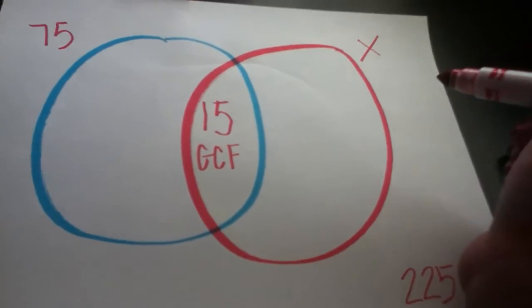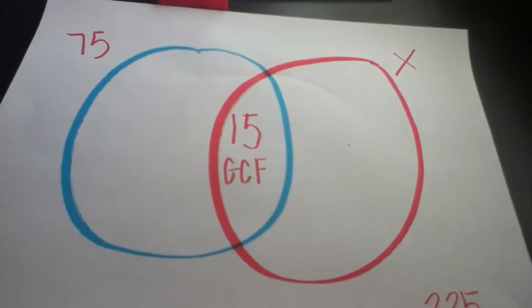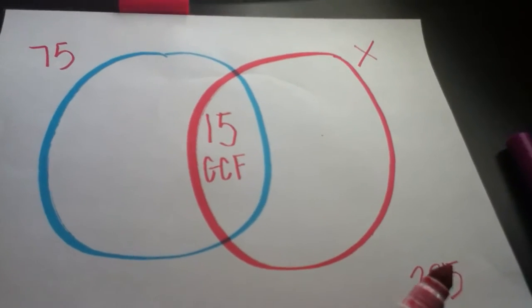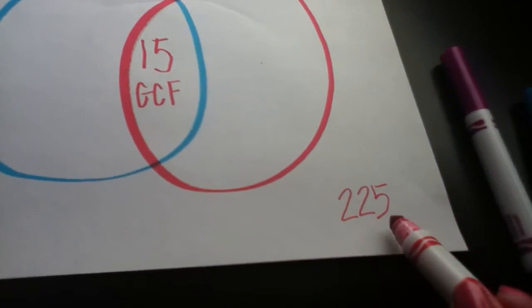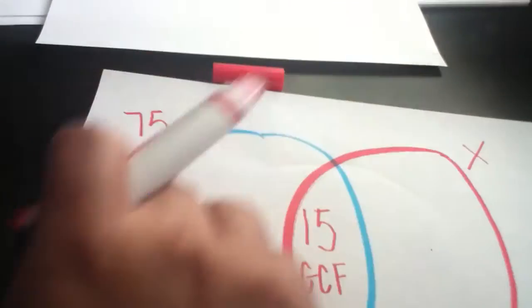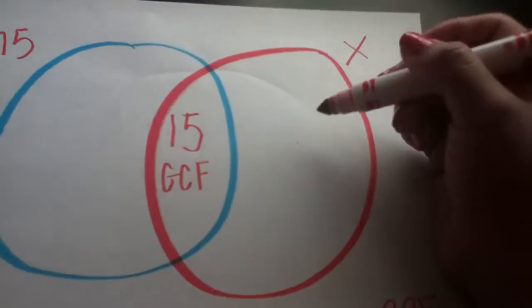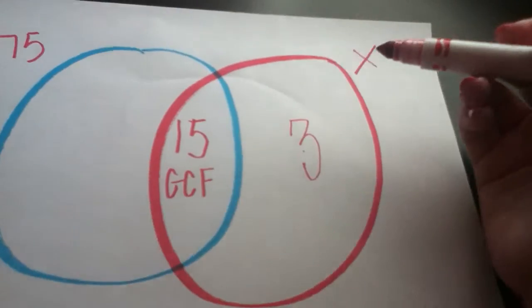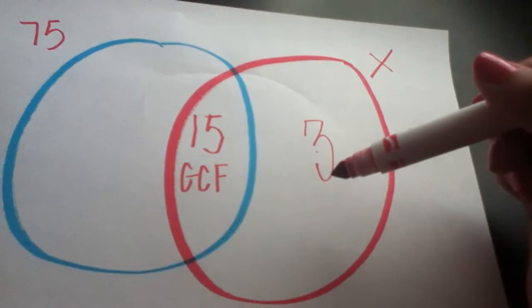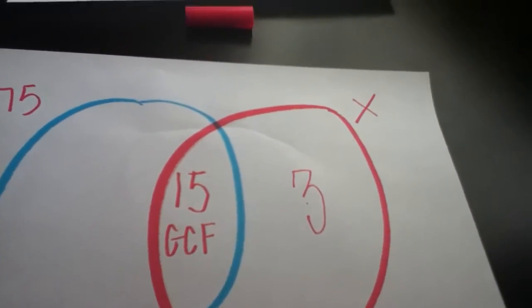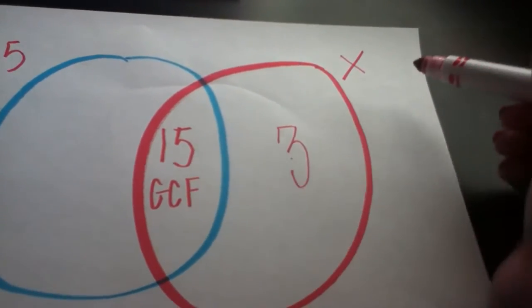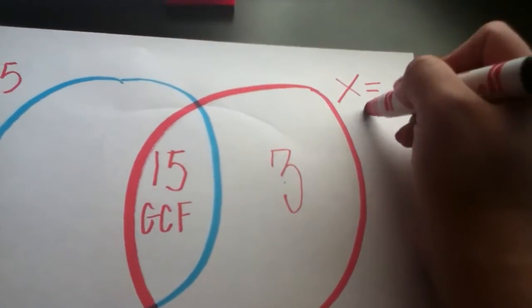So we're going to try to find the number that goes in the red circle first. And what we're going to do is divide 225, our LCM, by 75, which is the number that we already know. And we get that the answer is 3. So this 3 is going to go in our red circle. And we can simply multiply 15 times 3 in order to get our x, which equals 45.